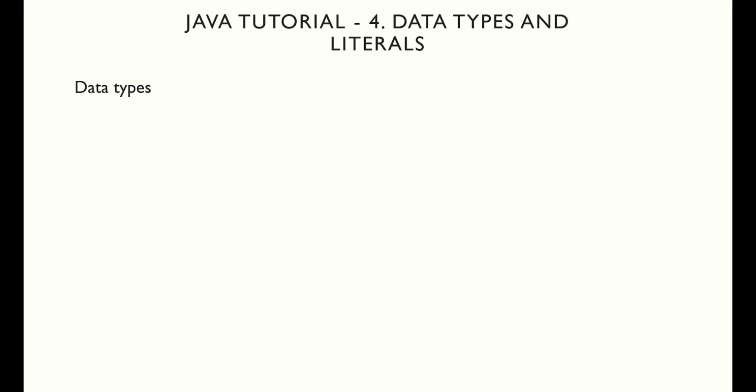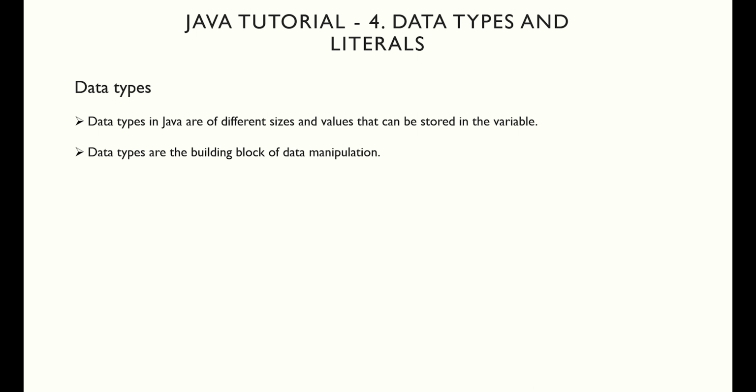What are data types in Java? Data types in Java are of different sizes and values that can be stored in the variable. The different data types available in Java allow the programmer to select the type that is needed for the application. Data types are the building blocks of data manipulation. This brings the question, how many types are there? In Java, data types are classified into two large categories: primitive data types and non-primitive data types.